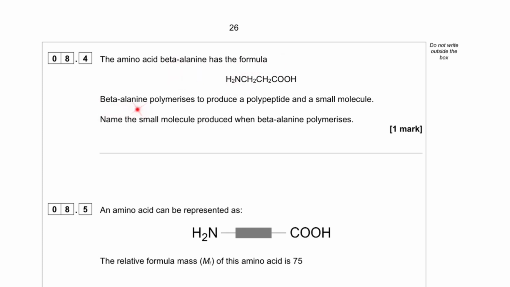Question 8.4. The amino acid beta-alanine has the formula shown. The beta-alanine polymerizes to produce a polypeptide and a small molecule. Name the small molecule produced when beta-alanine polymerizes. The small molecule produced will be water.